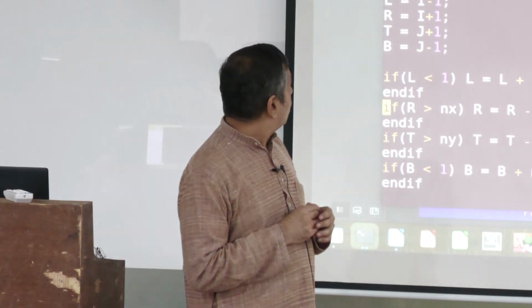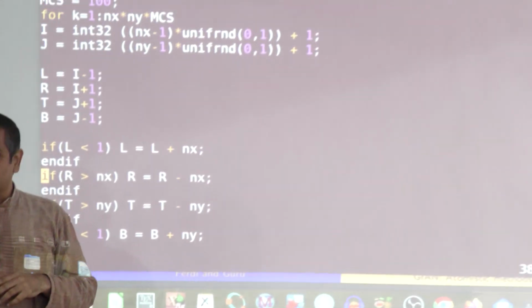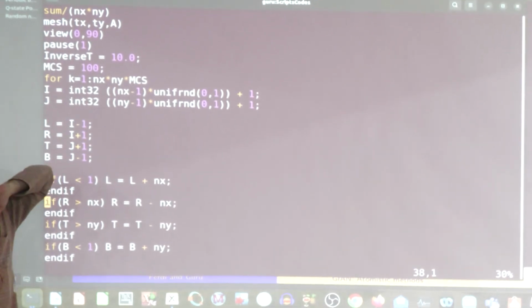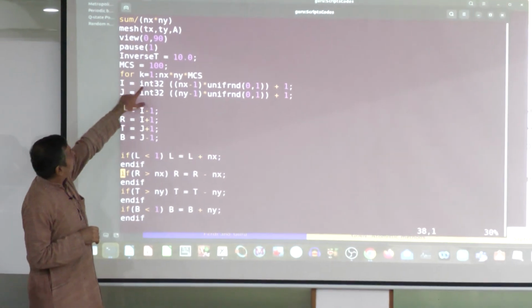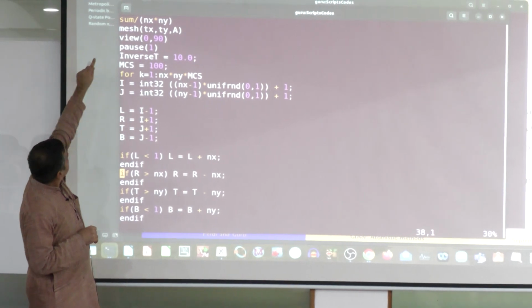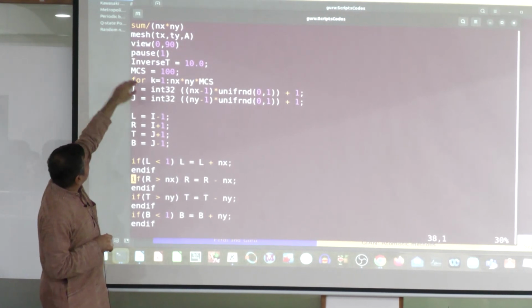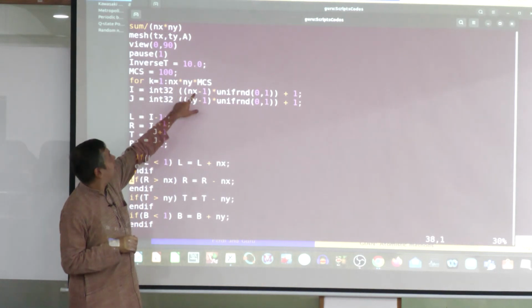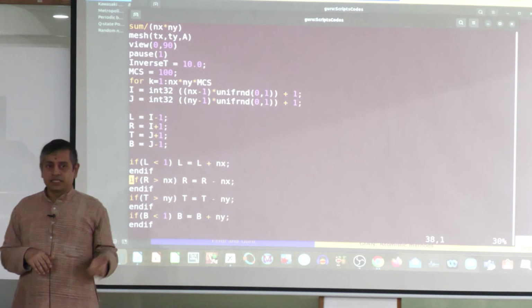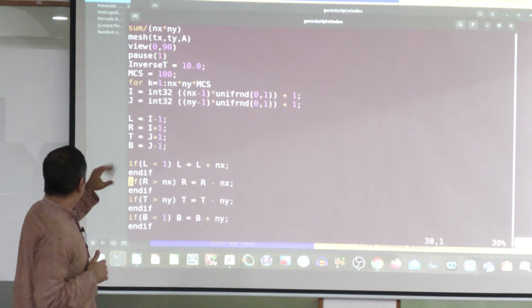Remember this inverse T is basically the term that is going to go into my exponential calculation, that is why it is there. Now, I am going to run 100 Monte Carlo steps. So, k goes from 1 to nx times ny times MCS. 100 MCS means 100 times nx ny, that is what I should run. In the other code I have actually separated it out so that you will clearly see how I am doing MCS, but here I have not.